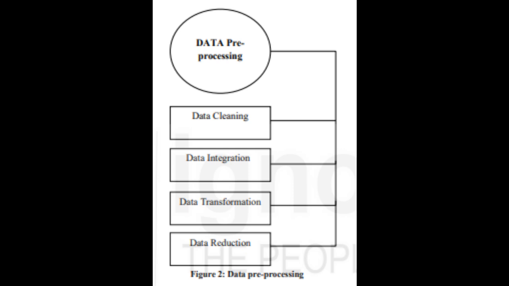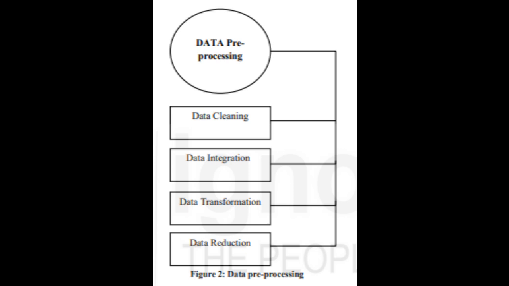V. We fill in the blank with the value that is most likely to be there. This result can be reached using regression, inference-based techniques using a Bayesian formalization, or decision tree induction. As an example, using the other characteristics of your data's customers, you may create a decision tree to forecast the missing income values. B. Noisy data.